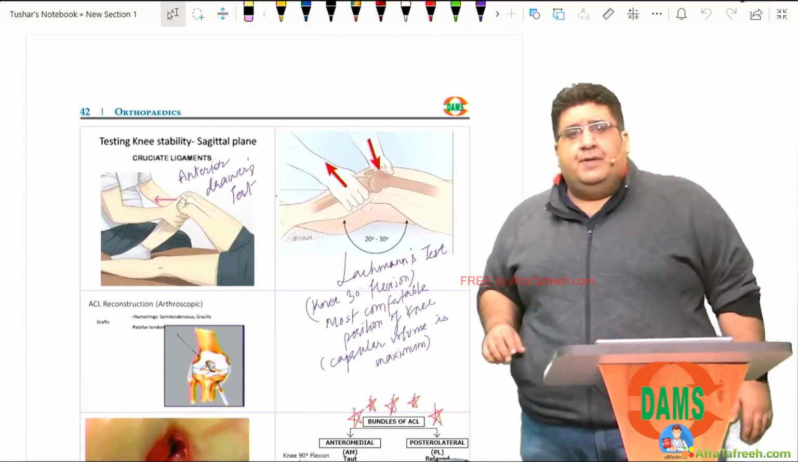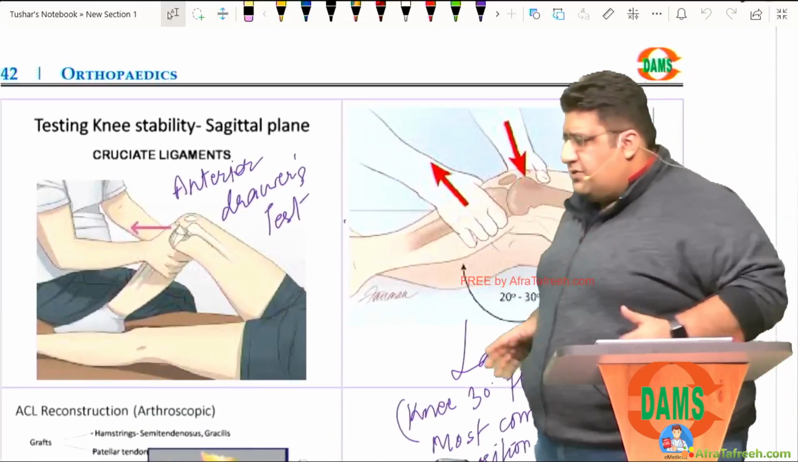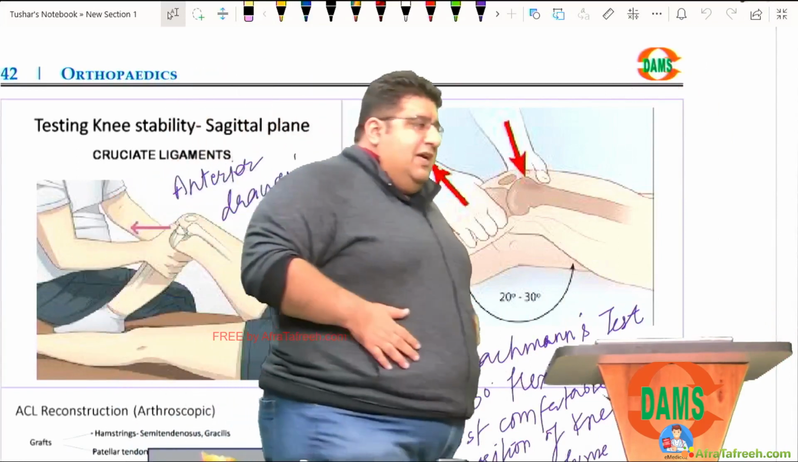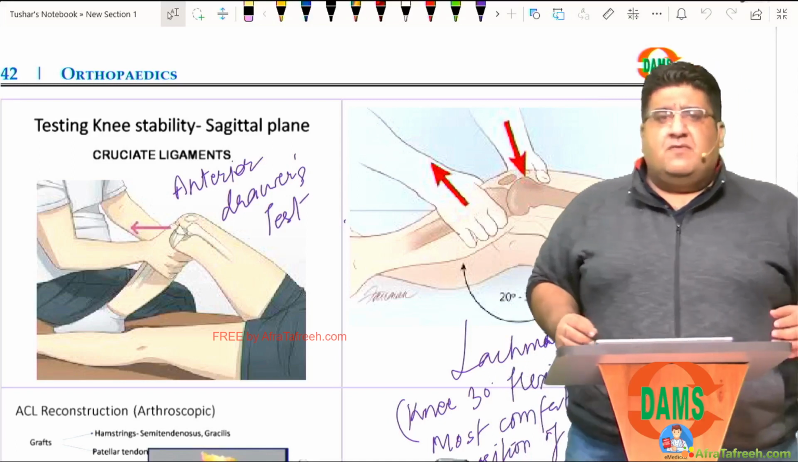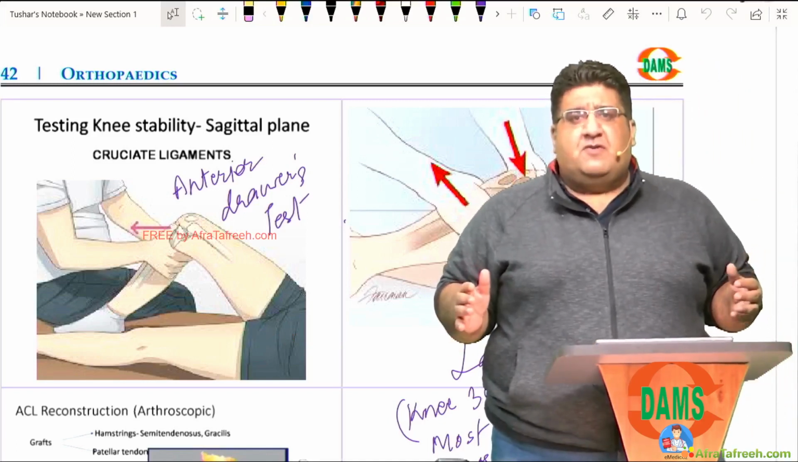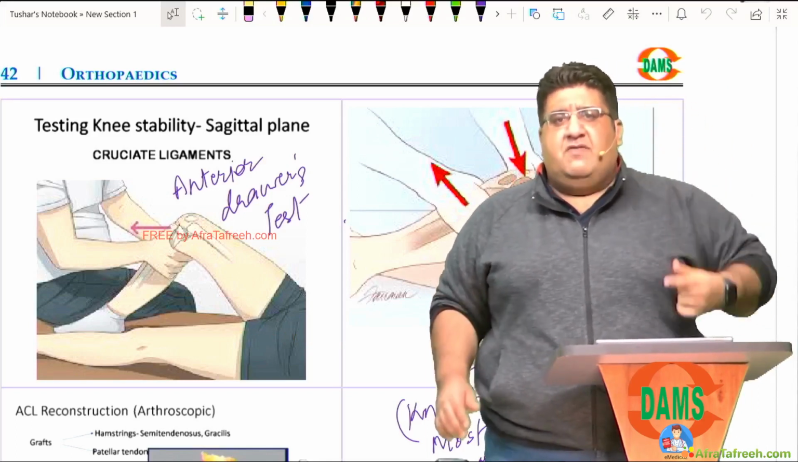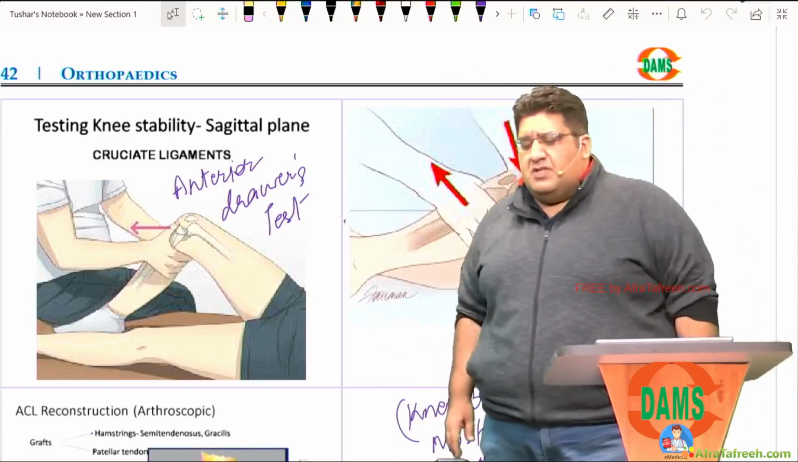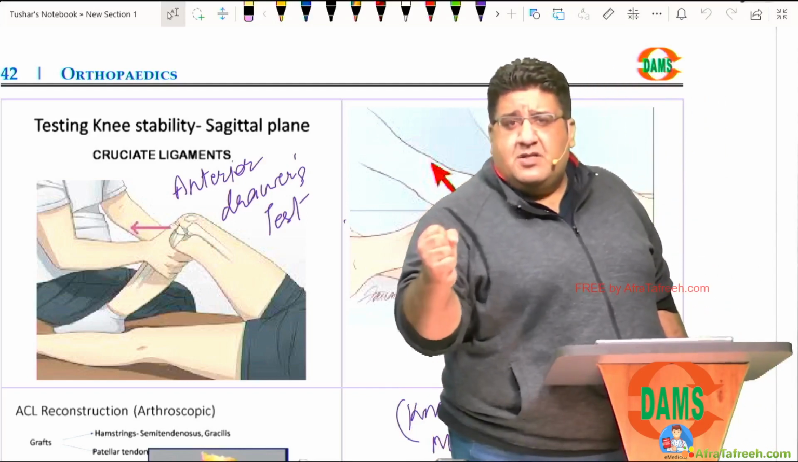Yes or no? Yes. Now, my dear friends, whatever test comes out to be positive, listen to me carefully. Whatever test comes out to be positive, what is the investigation of choice? I've told you this umpteen number of times. In orthopedics, any condition, investigation of choice is MRI. So any of the clinical tests comes out to be positive, what is the investigation of choice? MRI.